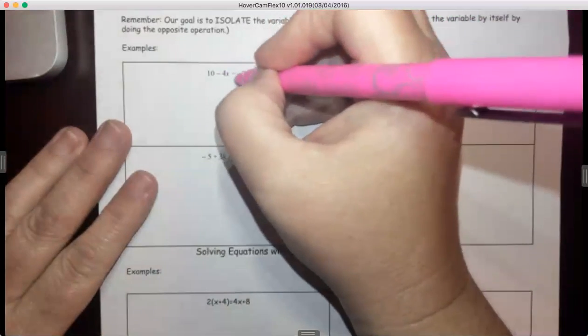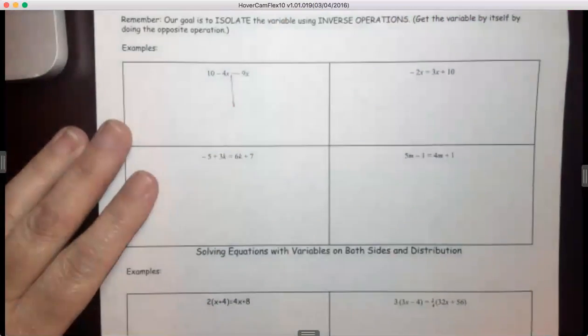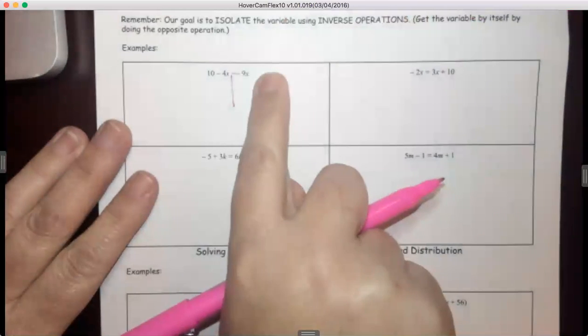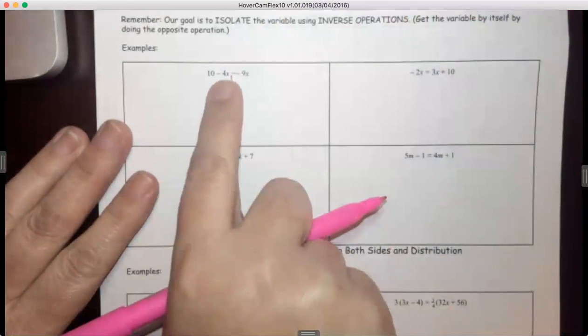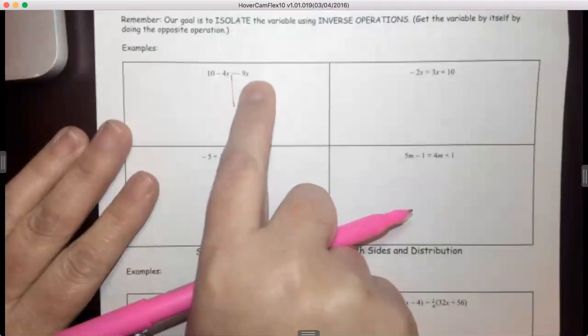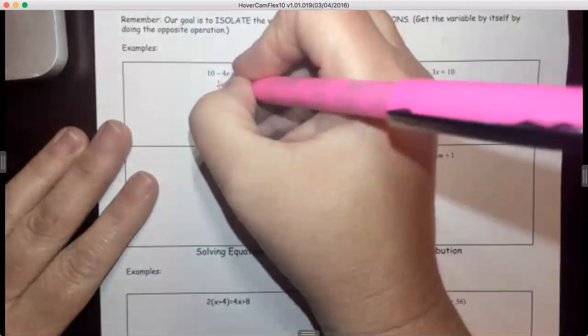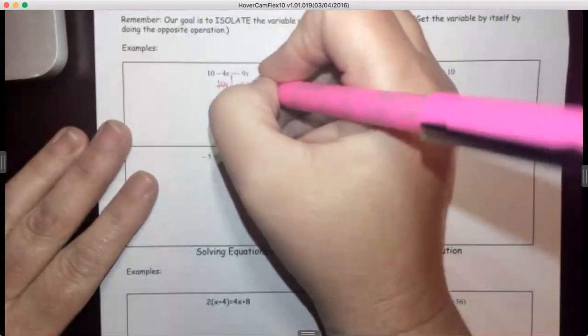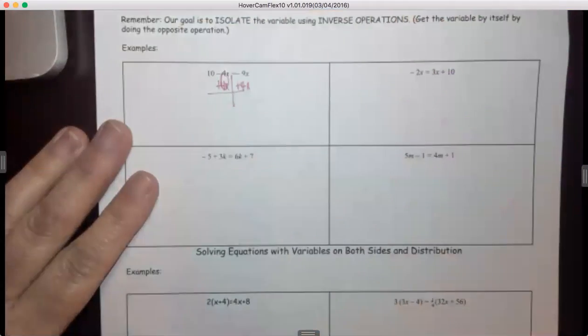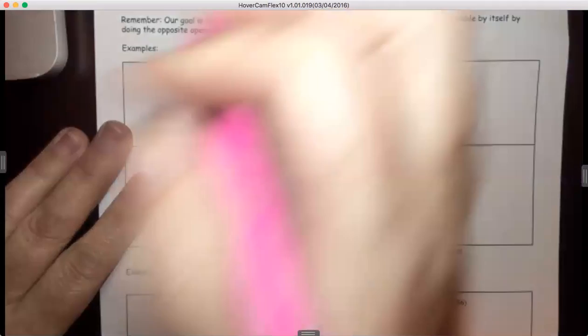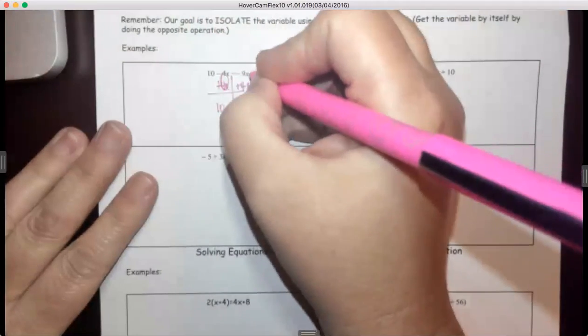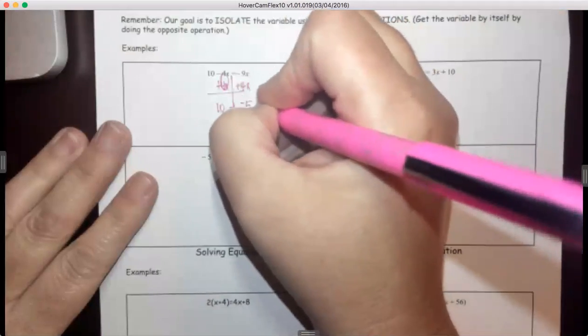So if I have 10 minus 4x equals negative 9x, I already have a variable over here. I already have a number over here. This variable could easily move over here so that I could solve this. So I am going to add 4x to both sides. This makes this go to 0. Negative 4x plus 4x is 0. So the 10 comes down. Negative 9x plus 4x is negative 5x.